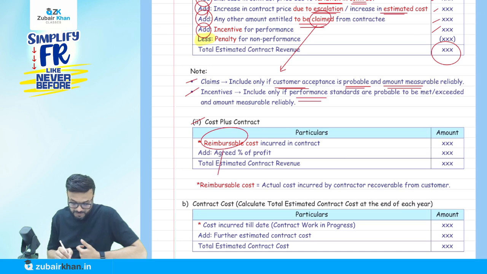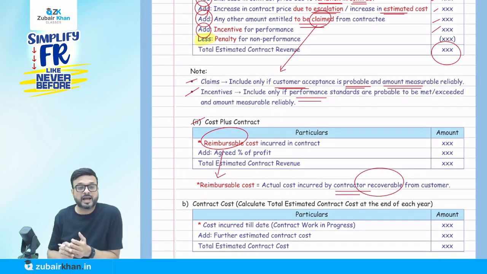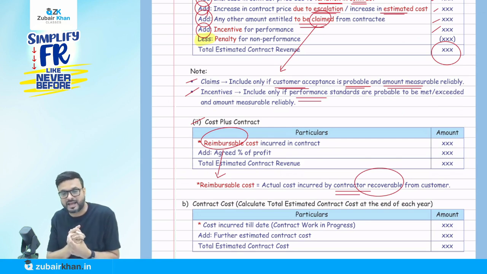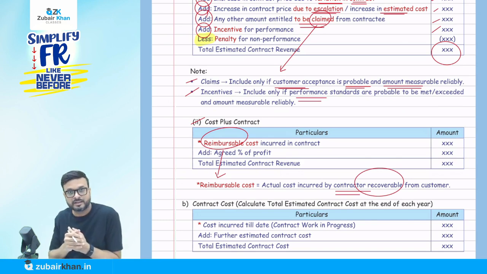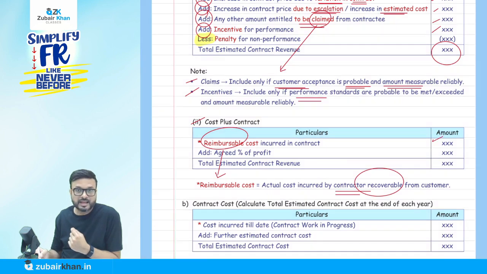Reimbursable means the actual cost incurred by the contractor which is recoverable from the contractee. So it might happen I have incurred 100 crore, but you will not agree on 5 crore. So we are not agreeing on the 5 crore. That 5 crore is not recoverable from you. So I will recognize only 95. Example I am giving. So whatever is recoverable from the contractee, that is the recoverable cost. And on that, I will add the agreed percentage of profit, and this is the total contract revenue.